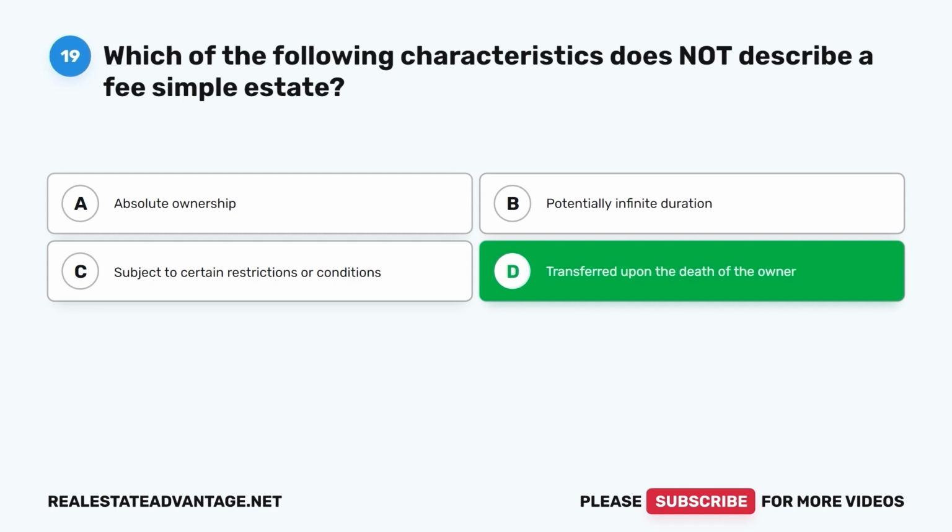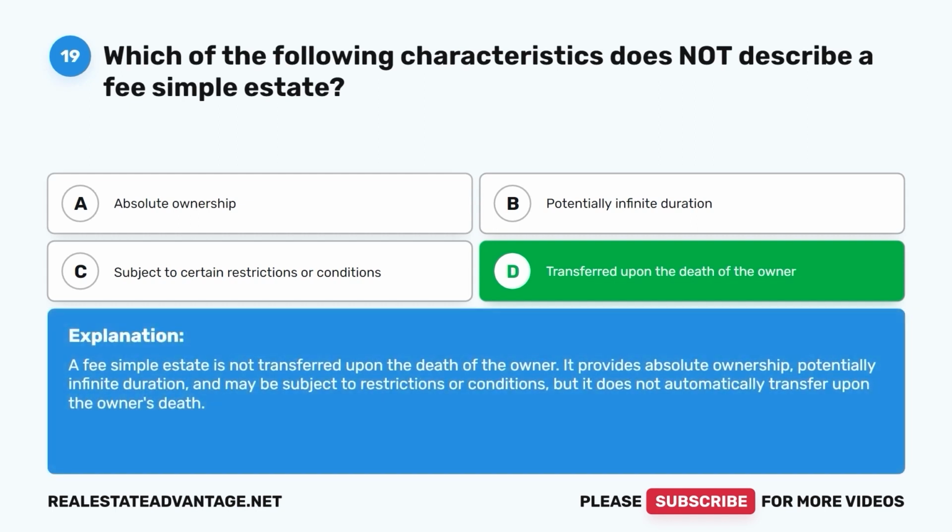Transferred upon the death of the owner. A fee simple estate is not transferred upon the death of the owner. It provides absolute ownership, potentially infinite duration, and may be subject to restrictions or conditions, but it does not automatically transfer upon the owner's death.